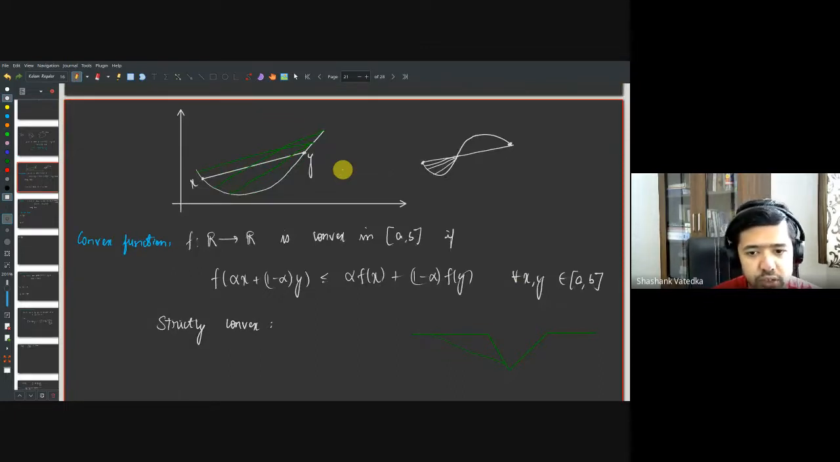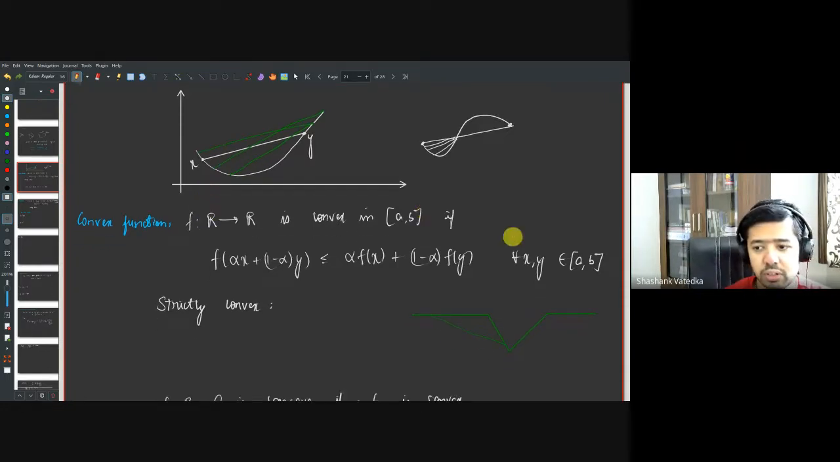So we say that a function is convex if the line segment joining any 2 points on the curve always lies above the curve. It never goes below the curve. All right, and we say that it is strictly convex if this inequality is a strict inequality except at the endpoints. So f of alpha x plus 1 minus alpha y is strictly less than alpha f of x plus 1 minus alpha f of y for all alpha in 0, 1.